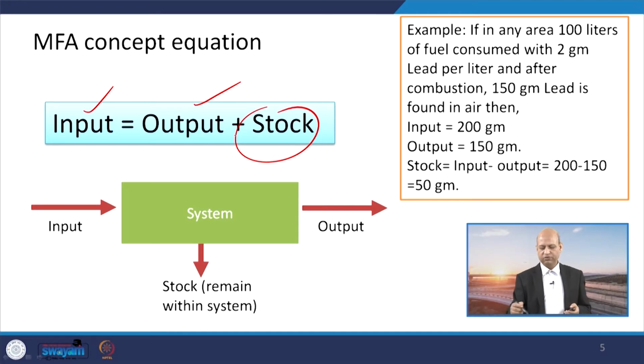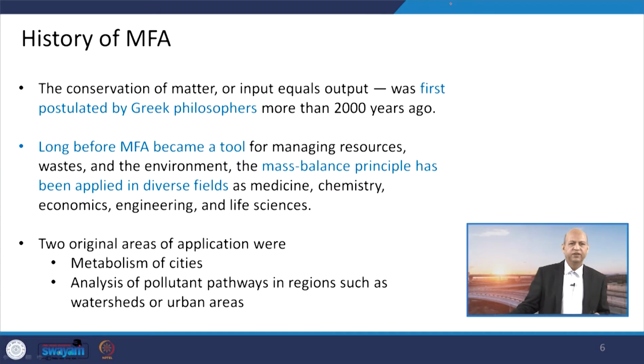One example: in 100 liters of a fuel, let us say 2 gram of lead is present per liter. So in 100 liters it will be 200 gram. If we measure and find that 150 gram is in air, where has the 50 gone? That is basically stock, which has been converted into some other thing. That way, very simple calculations can be made.